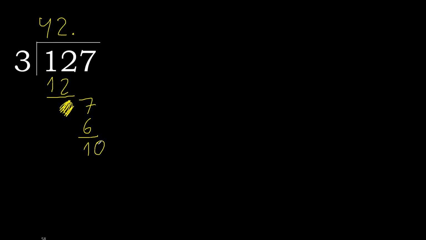Here we put the point, complete the point, okay. 10: 3 multiplied by 4 is greater, multiplied by 3 is 9, which is not greater. 10 minus 9 is 1, complete, complete, the point is here.